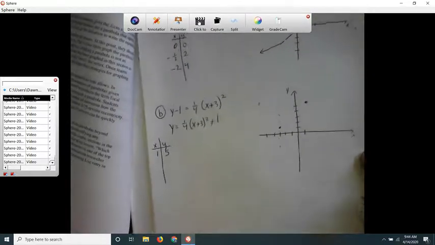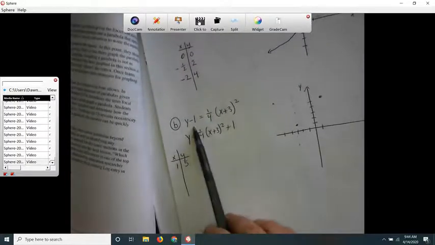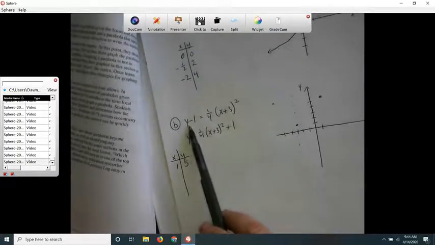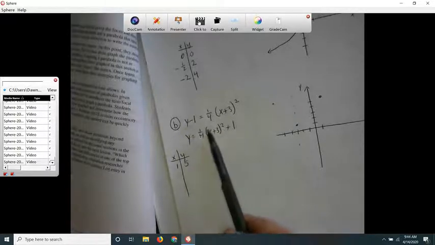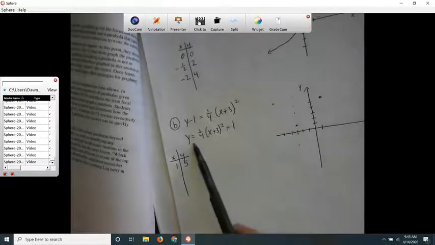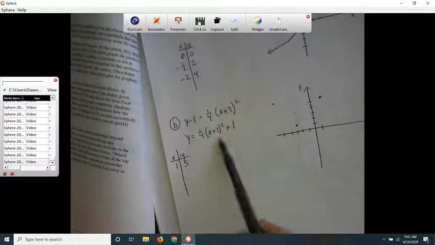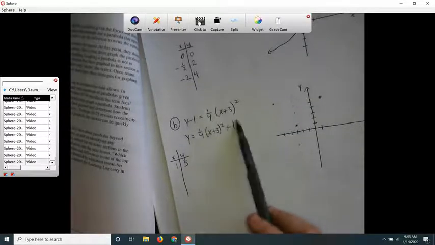This one, your book is now taken to writing it in this way, where it's like y minus 1. I think you learned it in Integrated 2 this way: y equals a times x minus h squared plus k. I thought you learned it that way, so I always change it back to that.